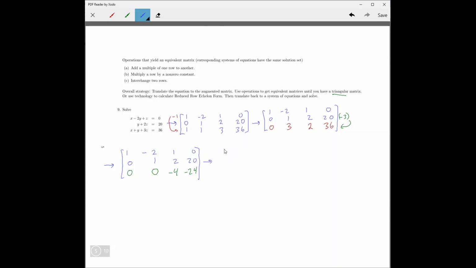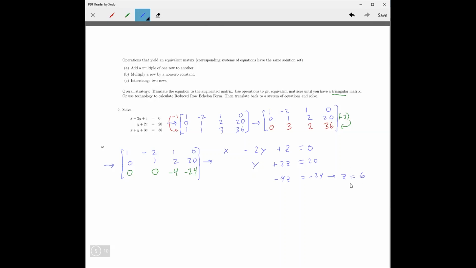Okay, so we translate it back. So x minus 2y plus z equals 0. And then the second equation is y plus 2z equals 20. And the bottom one is negative 4z equals negative 24. Now this bottom equation, we start here. Dividing both sides by negative 4, we get z equals 6.